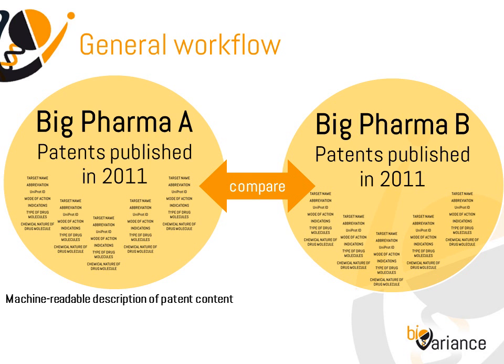In the second step, we do exactly the same for another big pharma company called B, which then enables us to compare the information from those two companies through the machine readable description of the patent content.